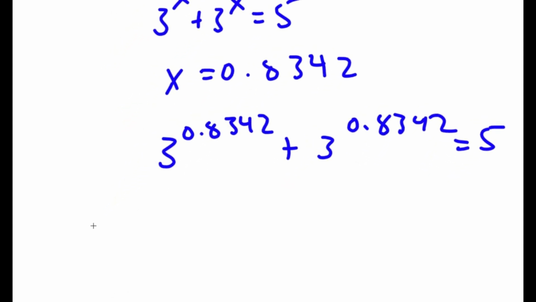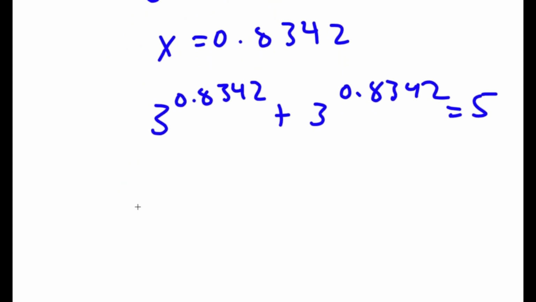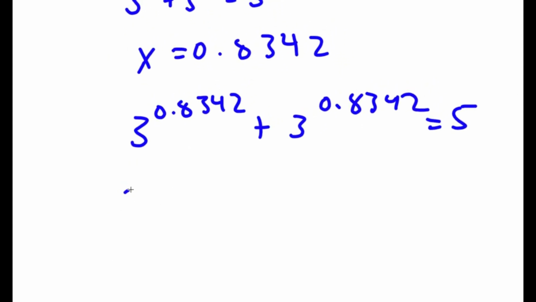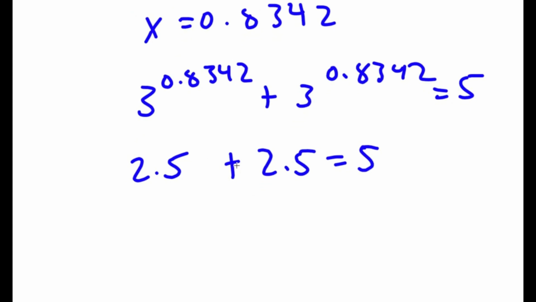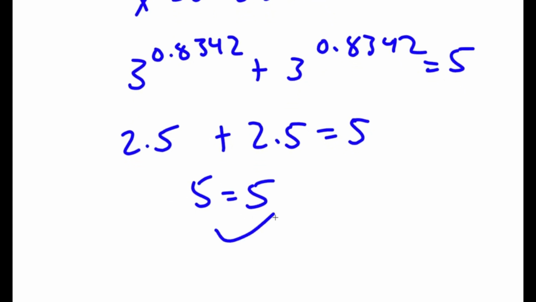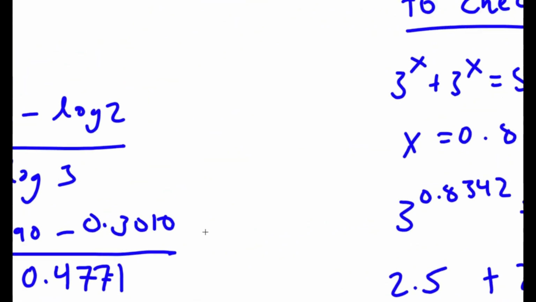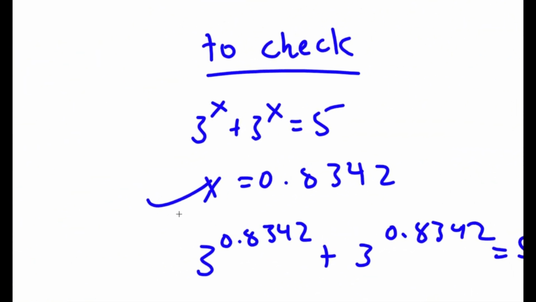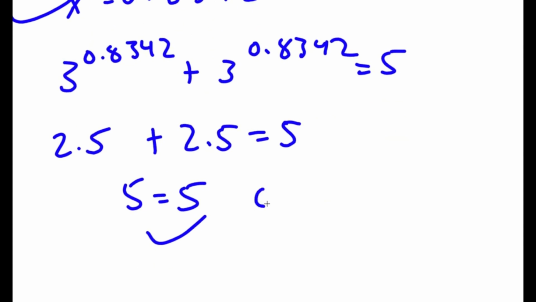Now 3 to the power of 0.8342, this is equal to approximately 2.5. So I have 2.5 plus 2.5 is equal to 5. And 2.5 plus 2.5 is 5. So I have 5 is equal to 5, and this is right. So the value of x is right as well. So QED.